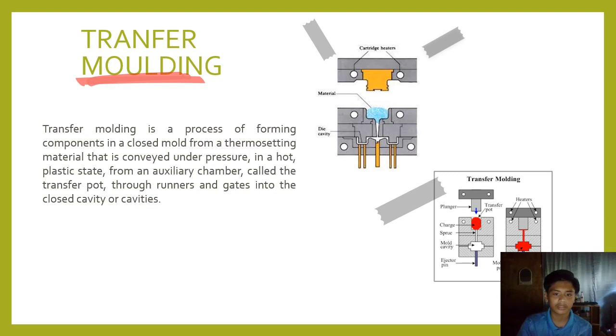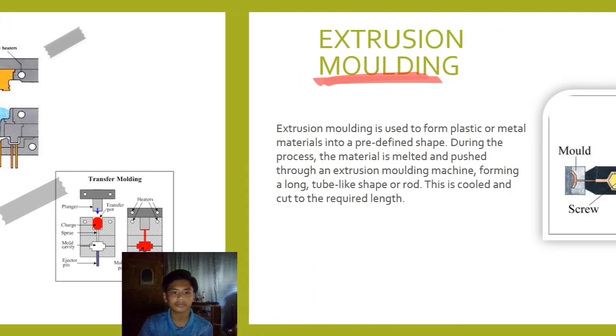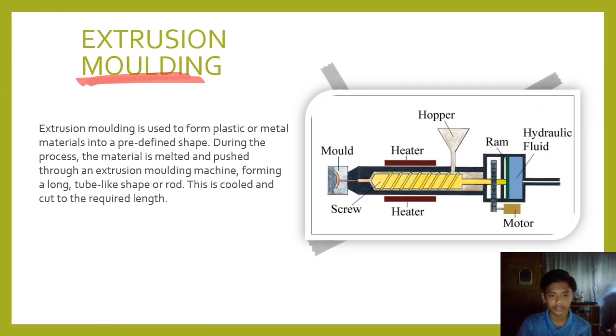Transfer molding is a process of forming components in a closed mold from a thermosetting material that is conveyed under pressure in a hot plastic state from an auxiliary chamber called the transfer pot, through runners and gates into the closed cavity or cavities. Extrusion molding is used to form plastic or metal material into a predefined shape. During the process, the material is melted and pushed through an extrusion molding machine, forming a long tube-like shape or rod. This is cooled and cut into the required length.